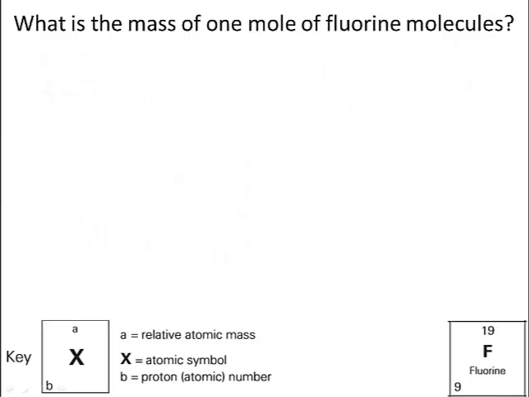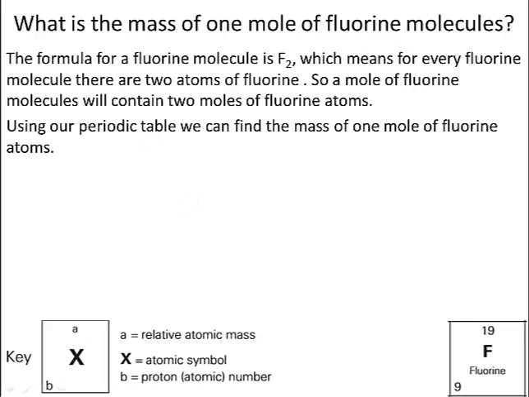What is the mass of 1 mole of fluorine molecules? Pause it, try calculating the answer to this question and then hit play again. The formula for a fluorine molecule is F2, which means for every fluorine molecule there are 2 atoms of fluorine. So a mole of fluorine molecules will contain 2 moles of fluorine atoms.